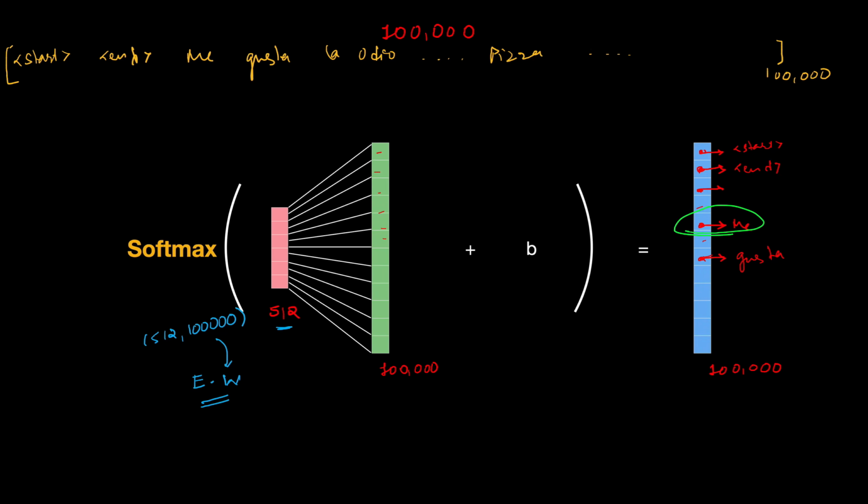If I explain in detail, then we will have 100,000 values. Out of these 100,000 values, there will be a particular value that is highest among all of them. We will choose that value as our output prediction. If that value corresponds to the word me, then me is going to be our output prediction. And this is how we convert the 512 dimensional output from the decoder to a particular word prediction.